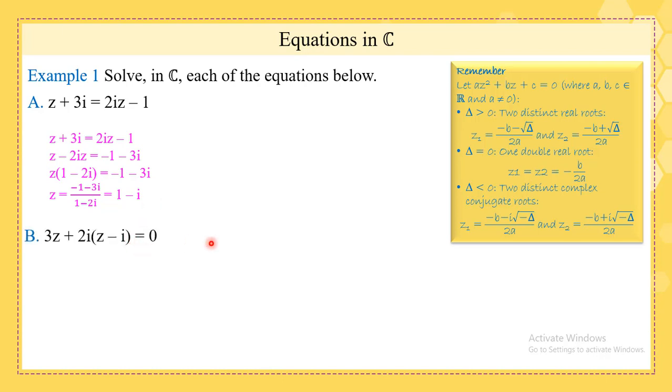This is the second equation. It's also of degree 1. So here we try to expand, then we isolate z, and this is what we get. Remember, always try to write the answer in algebraic form.